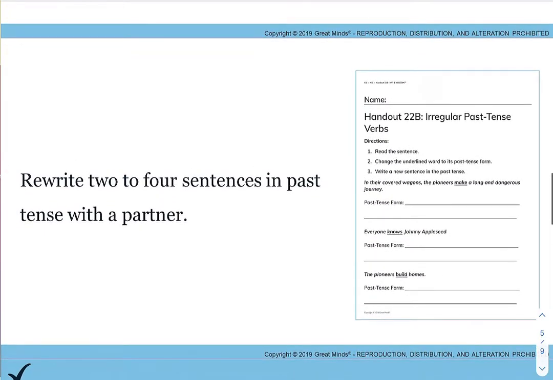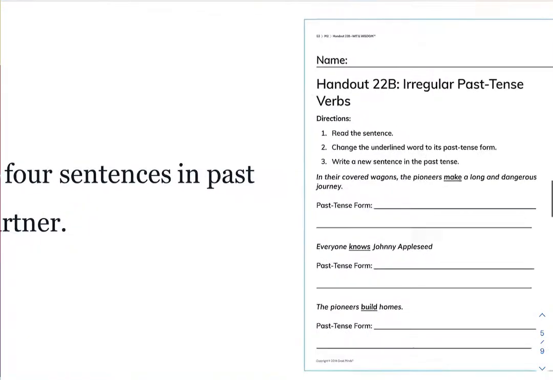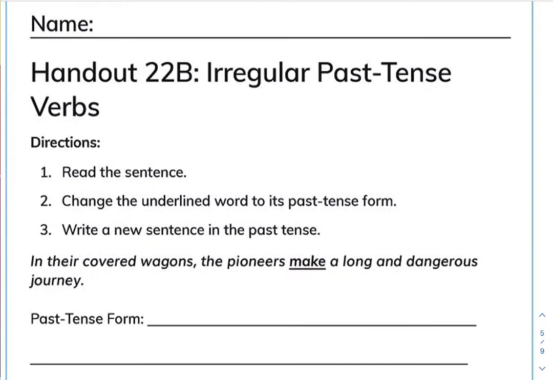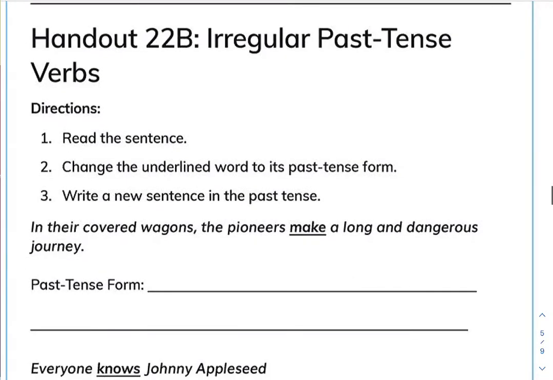Next, you're going to open your blue workbook to handout 22B. Pause the video now to open your book. Okay, we have handout 22B, irregular past tense verbs. The directions say, read the sentence. Change the underlined word to its past tense form. Write a new sentence in the past tense.